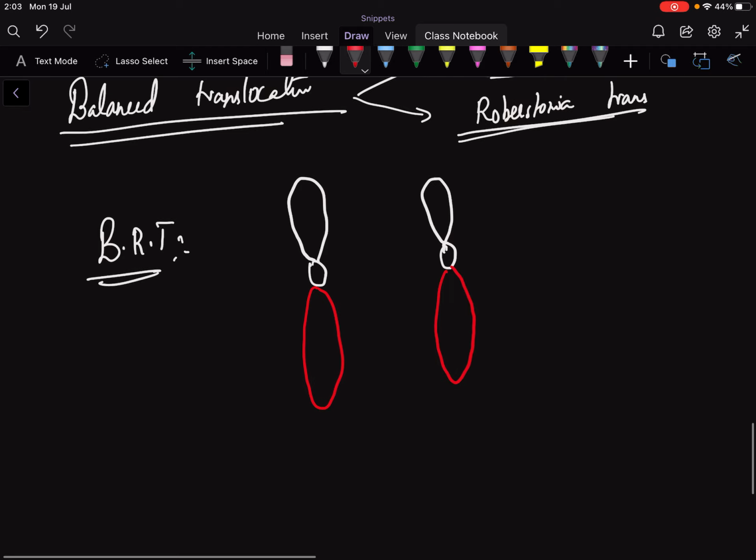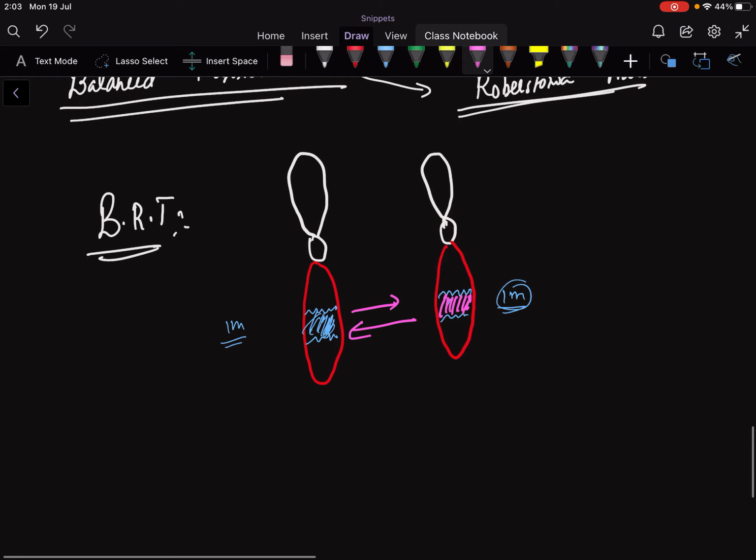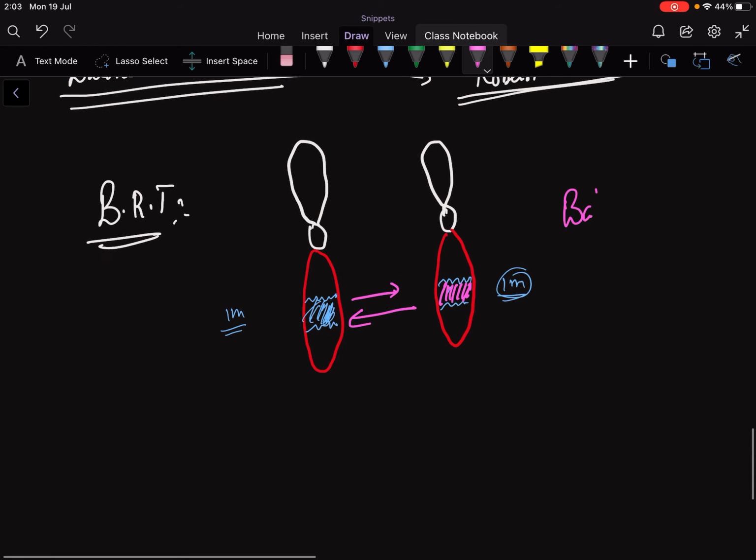In balanced reciprocal translocation, what is happening? Suppose here is a breakpoint with a length of 1 meter, and here also there is a breakpoint with 1 meter length. I will draw this one in a different color. These 1 meter lengths will be exchanged. Hypothetically speaking, we are taking 1 meter, and this 1 meter is exchanged between two chromosomes, hence it is reciprocal.